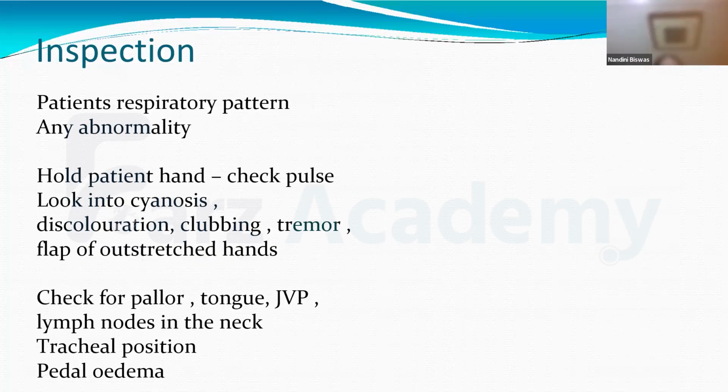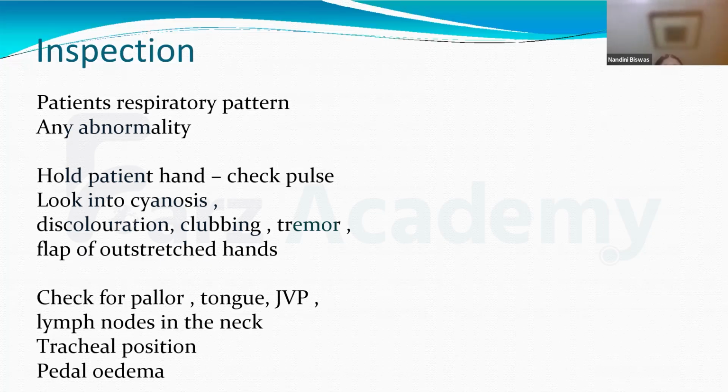Show the examiner that you know what carbon dioxide retention tremor is, and you're checking to see whether the patient has got that or not. So acting correctly, following each step is very important. You're not expected to get the correct diagnosis straight away, but at least you're expected to show to the examiner that you're examining the patient in a stepwise fashion.